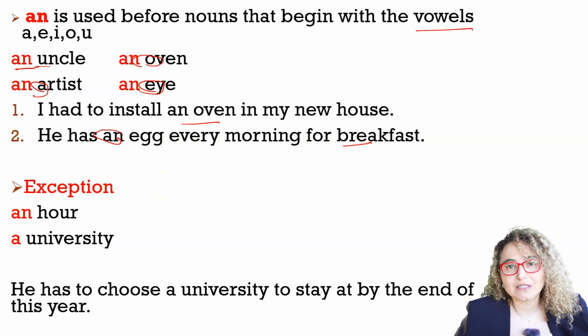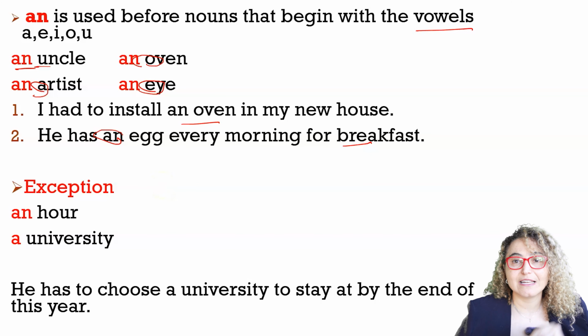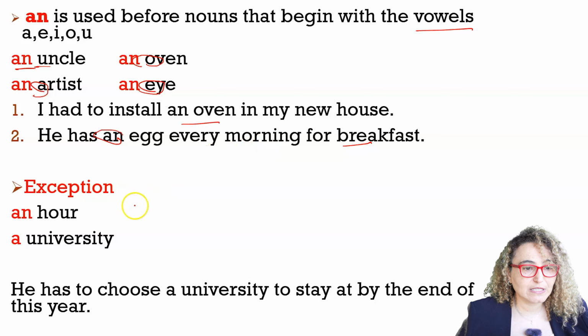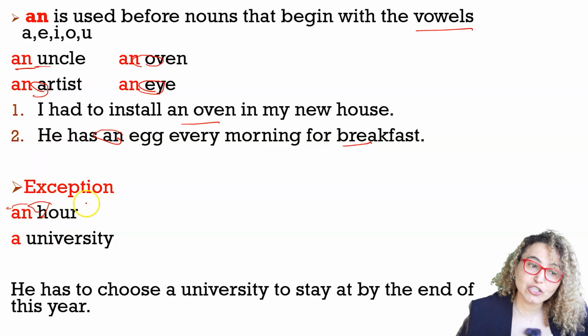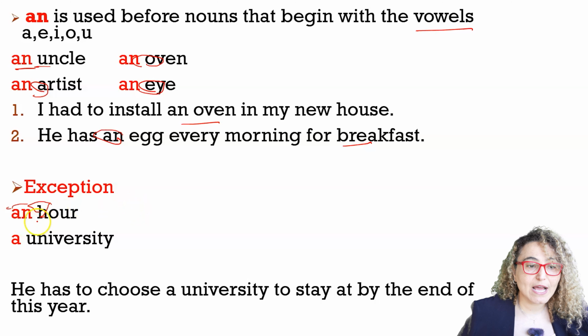There are always rules that stand out, so there are exceptions. For example, when we say hour, we know it starts with a consonant. So some people ask, why do I use an N? Okay, so we say an hour, because of the pronunciation, we drop the H. So we go, an hour.